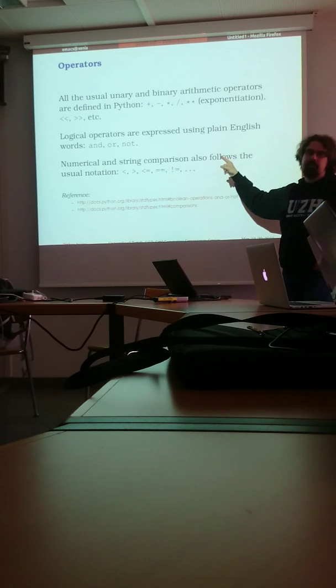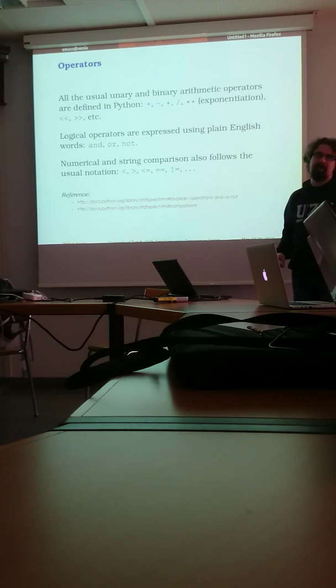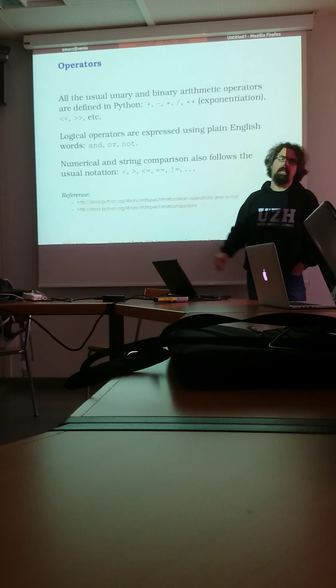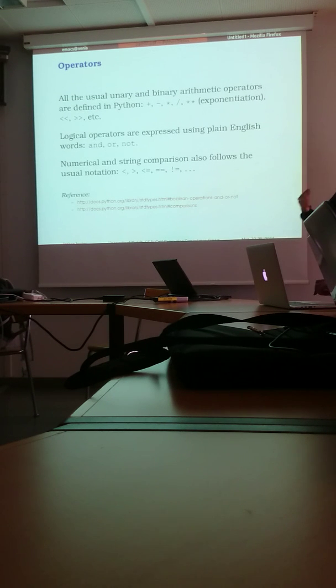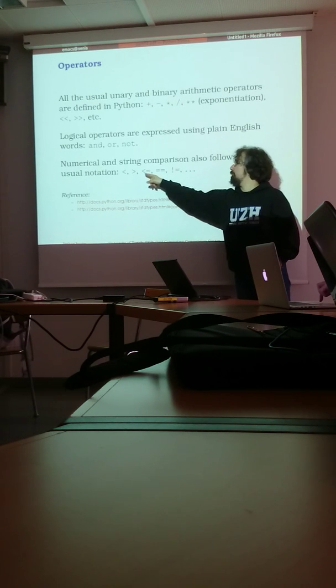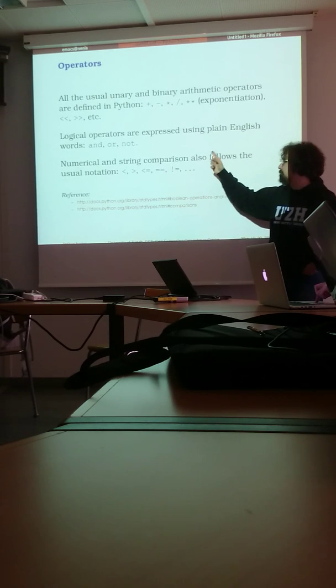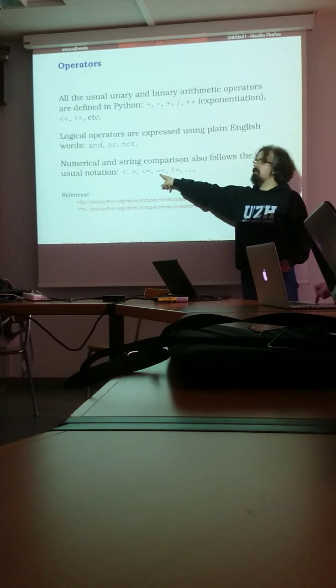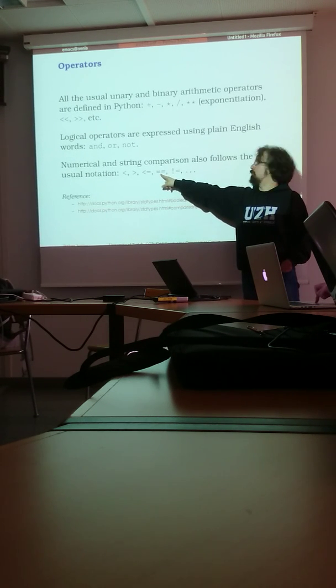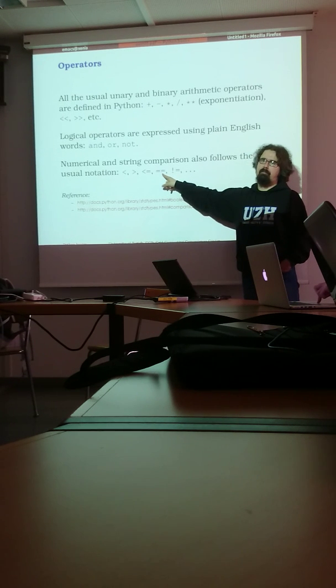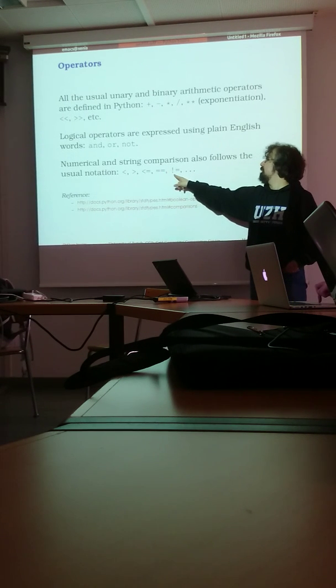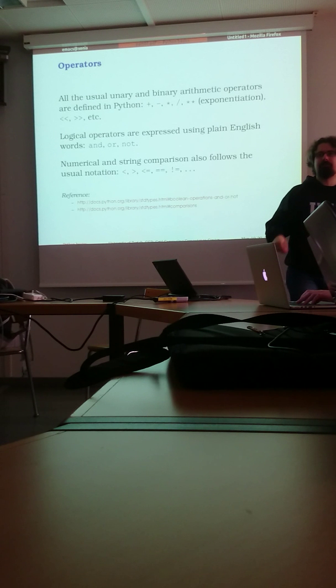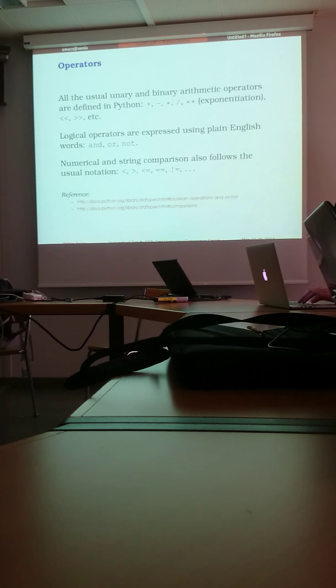Logical operators do not use mathematical symbols, but instead they use plain English words: and, or, not. Then there are comparison operators: greater than, less than, less or equal, etc. And this is equality, so double equals for testing equality, and bang equal for not equal to.